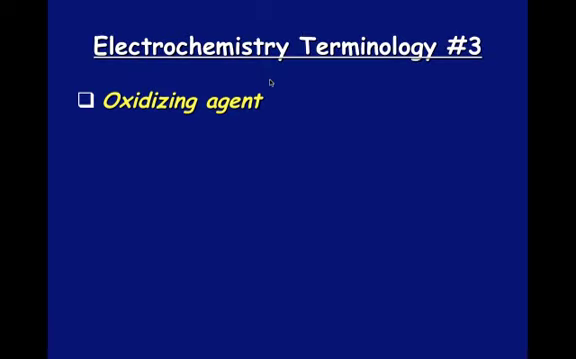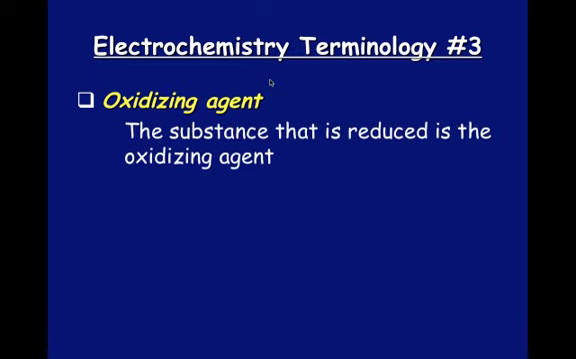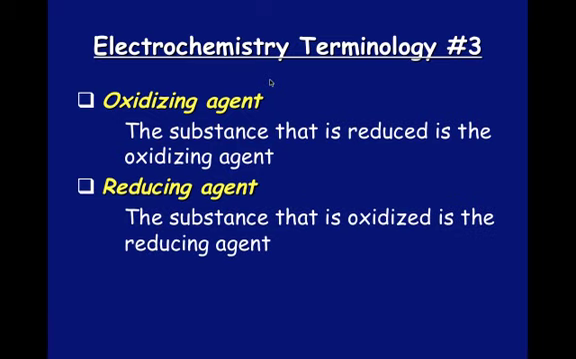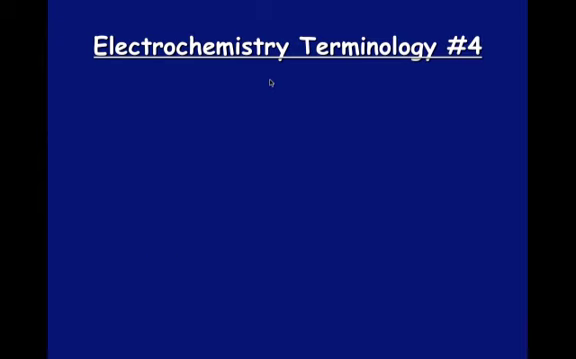Our third one is oxidizing agent. Now remember, oxidizing agents themselves are reduced. So because the oxidizing agent is reduced, it causes something else to be oxidized by taking its electrons. And the opposite, the reducing agent, is itself oxidized. By it being oxidized and losing electrons, it's causing something else, another element or substance, to be reduced.